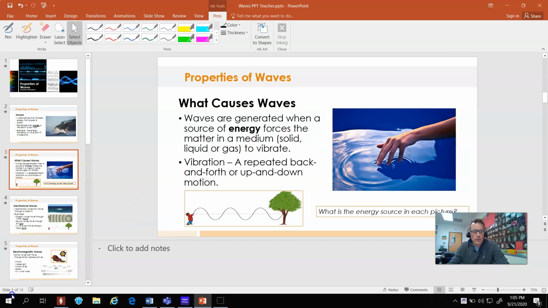When we think about waves, we want to think about, I had a little disruption there, so let's make sure I didn't lose my train of thought. All right, so what are the things that cause waves? A couple of things. The initial source in most cases is some type of vibration.